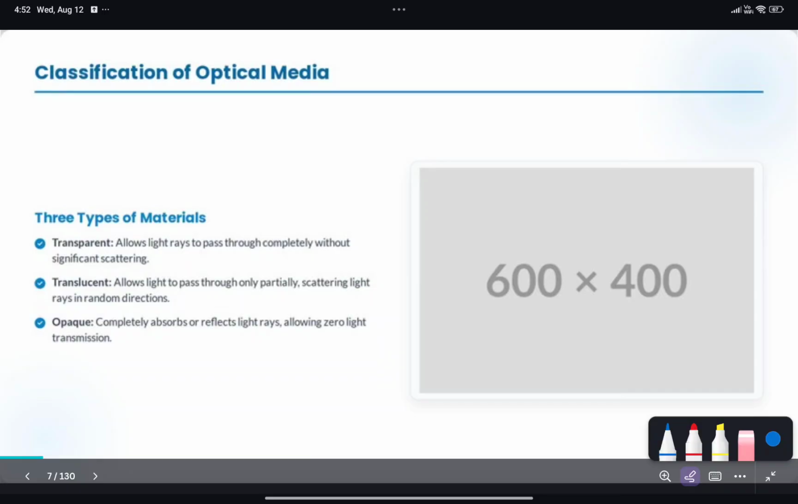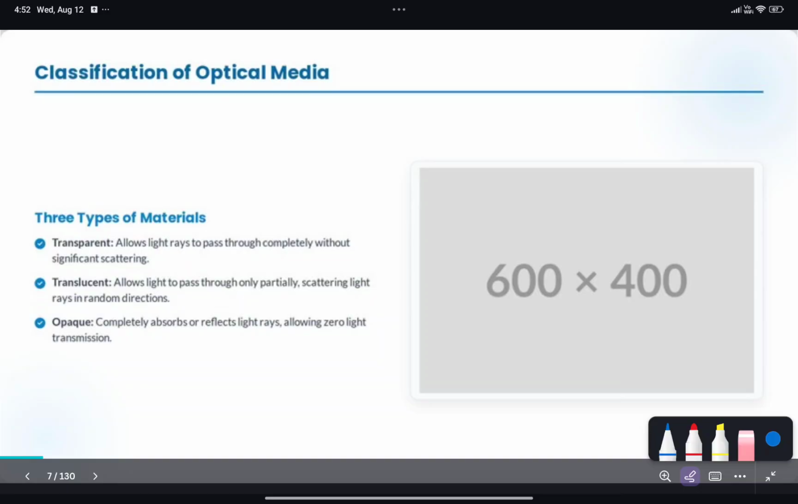What are the examples for transparent? Window. Clear? What is the next type of material? Translucent. Yes, translucent. What is meant by translucent?